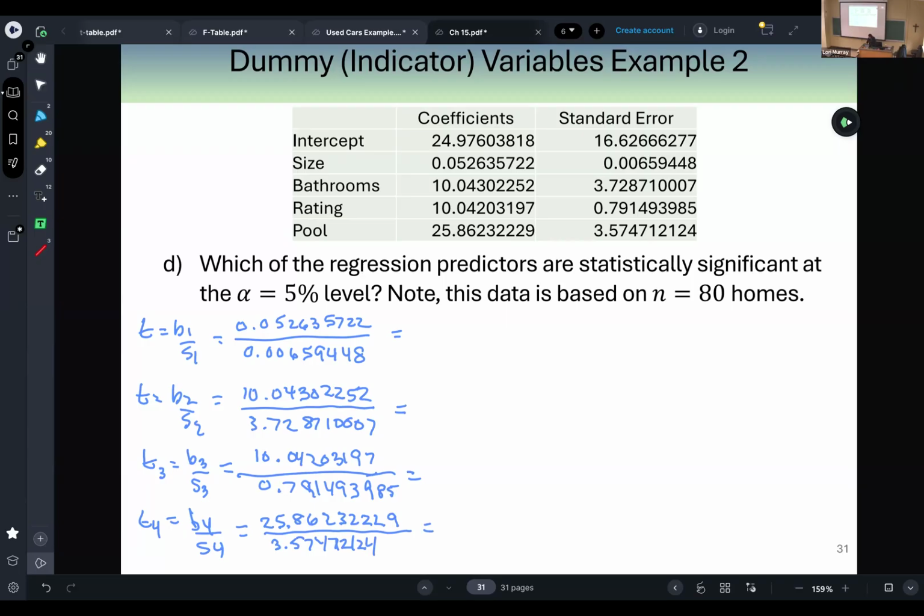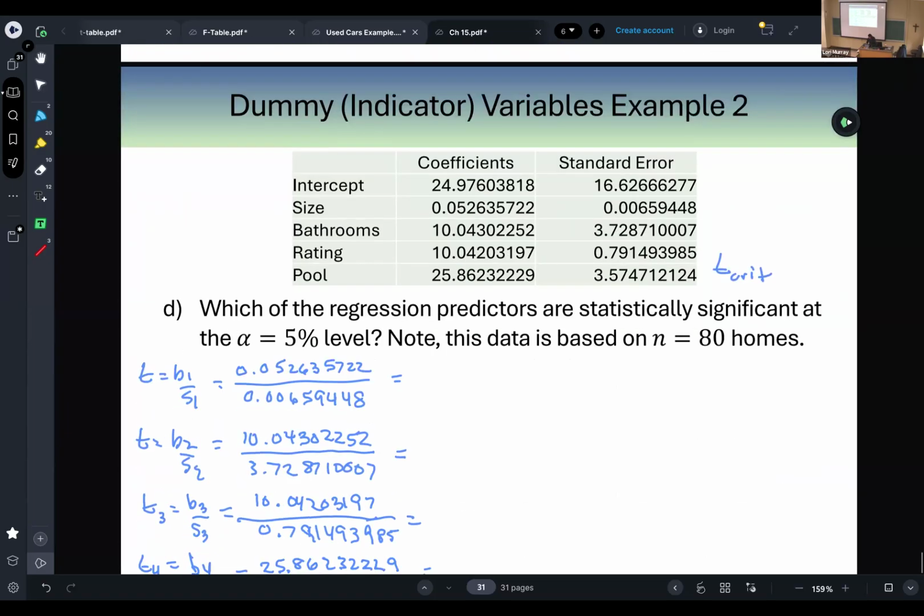We also want to get the critical value. The T critical value, degrees of freedom for this here will be n minus k minus 1, which was 80. Subtract, what's k? 4, good. N minus k minus 1, 75? 75. So I'm going to try and get that critical value. Well, let's get these T's.